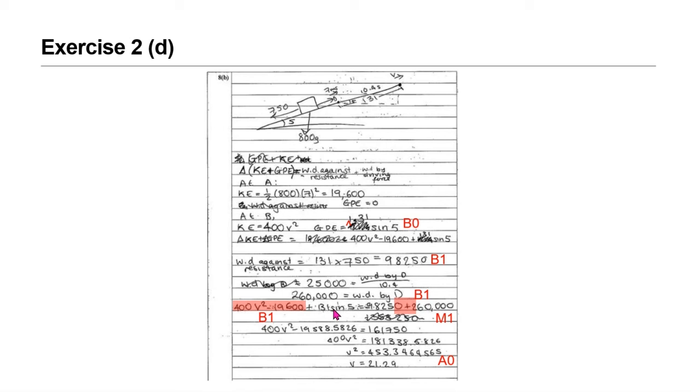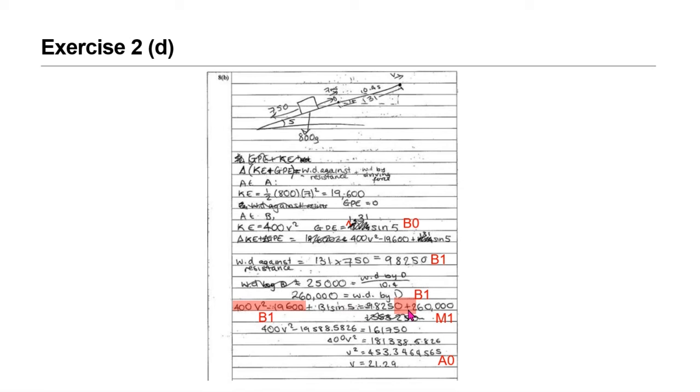We're looking for the use of the work energy principle. All terms present? Well, yes, we have got all the terms present. Values substituted? Well, yes, we have got values substituted. V, of course, is what we're trying to find. But we've got a sign error here.